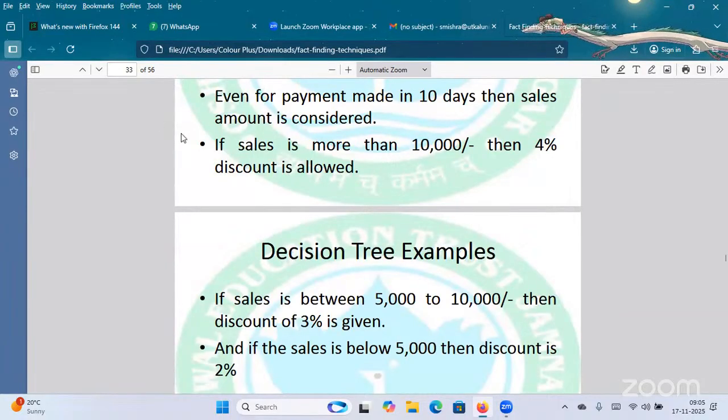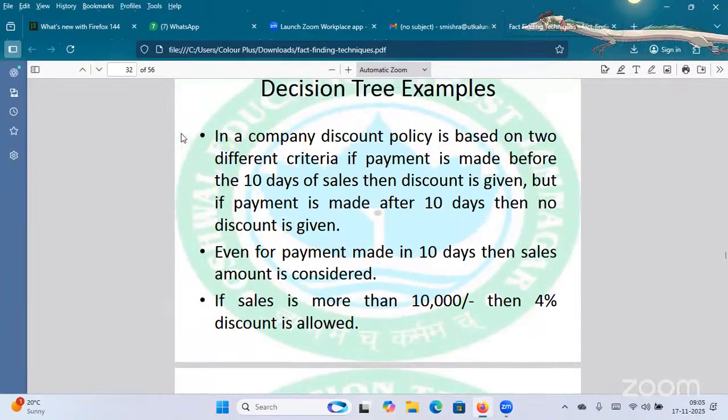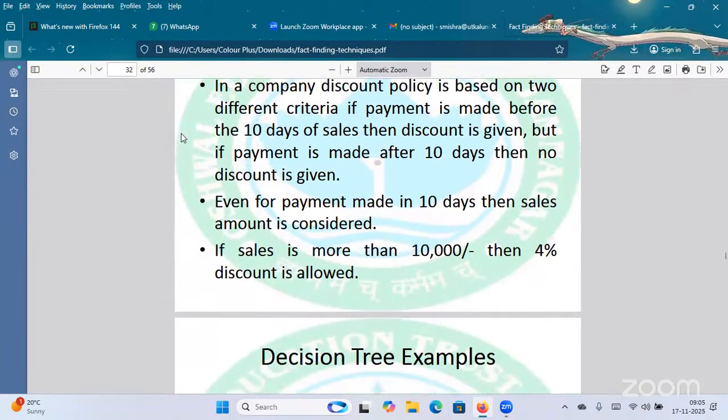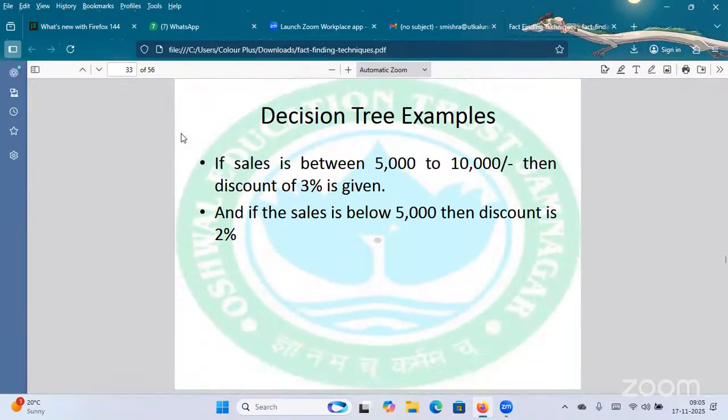Yes, sir. Decision tree बुझी होची? Yes, sir. Yes, sir. Okay.